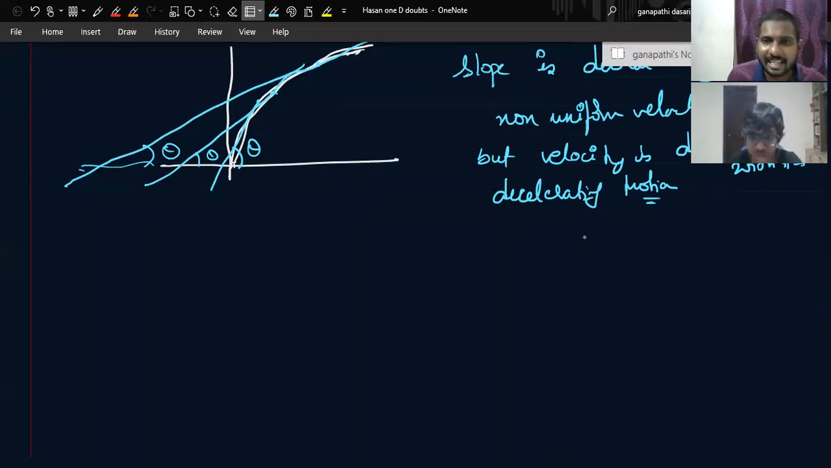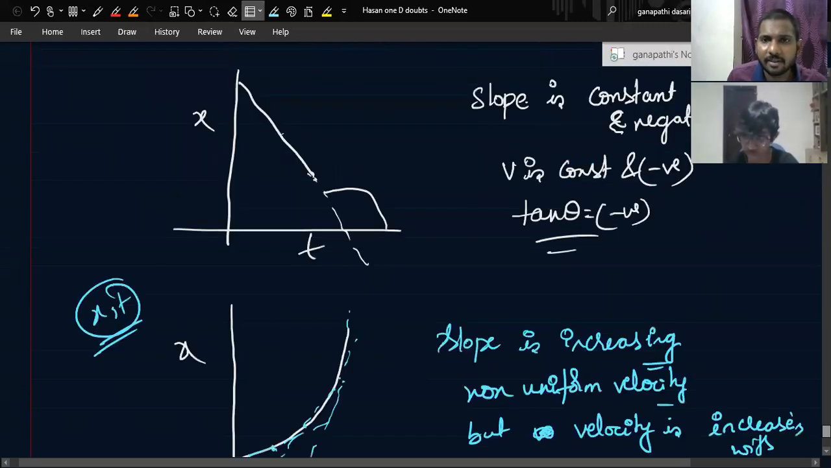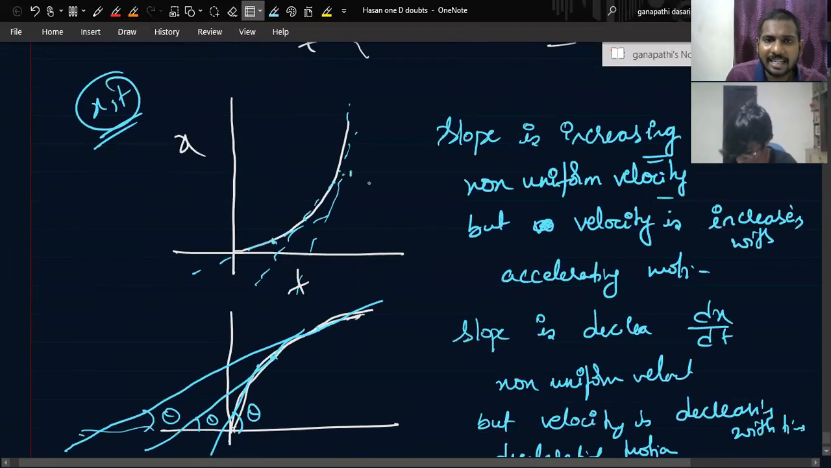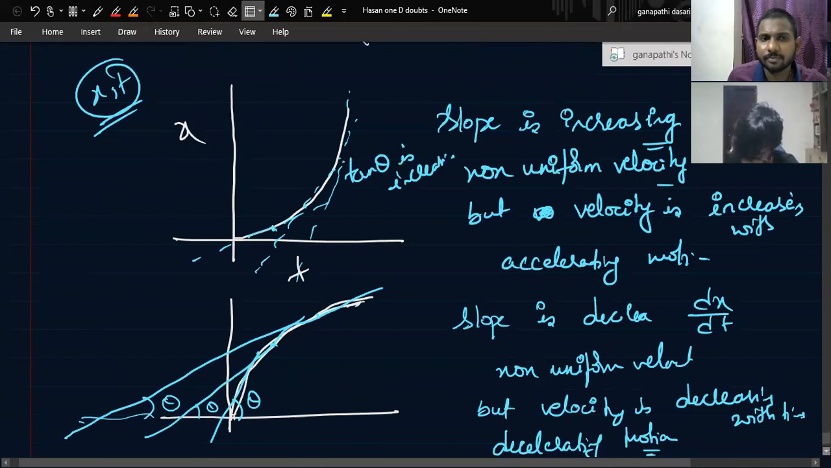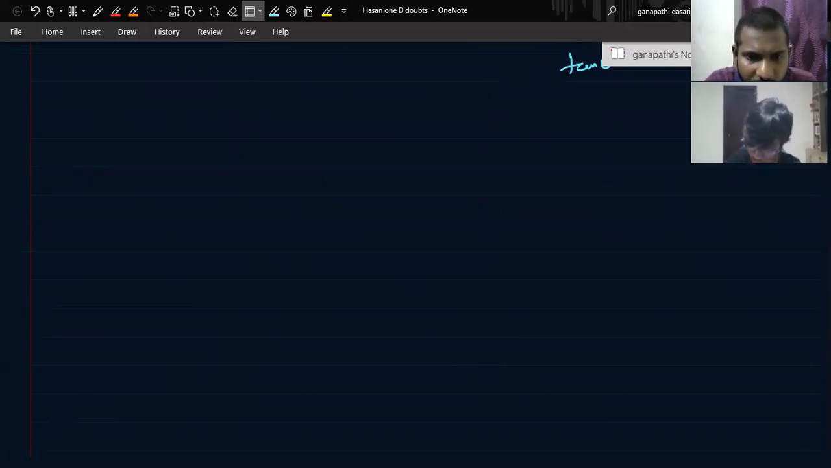Tan theta is decreasing with time. In the previous graphs tan theta is increasing with time, and in this one tan theta is decreasing with time. Hassan, you got it? X-t graphs. Let me see if there are questions directly related to x-t graphs from your material.